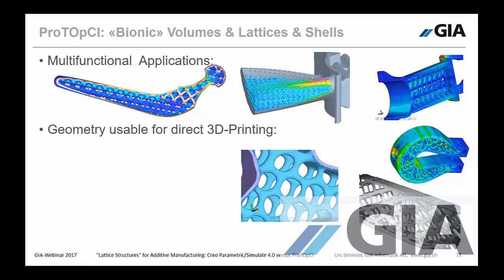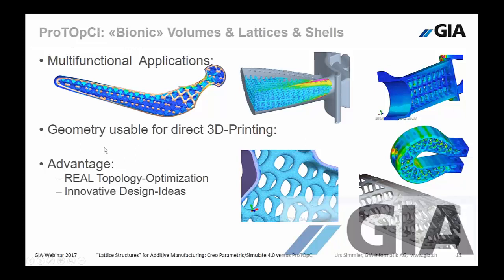And we can use the geometry directly for 3D printing because we have some capabilities to make a smooth mesh and then to take that smooth mesh for the 3D printer. The advantage of that tool is that we have a real topology optimization, a bionic topology optimization, and we are getting very innovative design ideas with that tool.